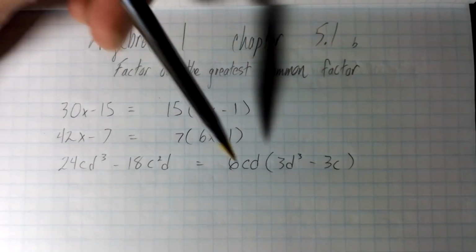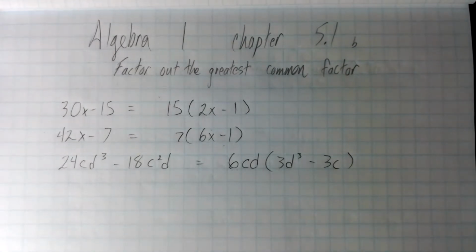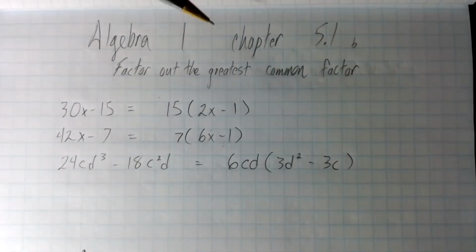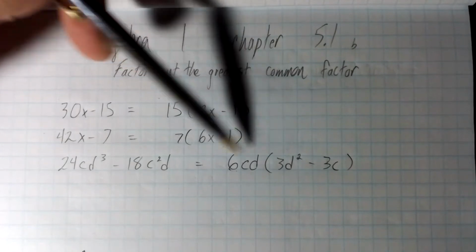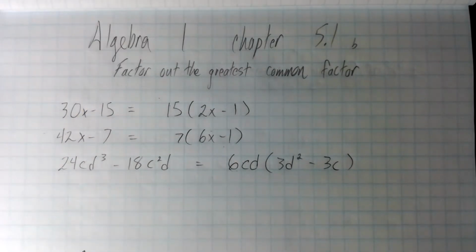And again, you can always check. This times this should give you this, and this times this should give you this. And here, I did write an extra D. I double checked and went through and I was like, oh, here we go. So remember, always double check.